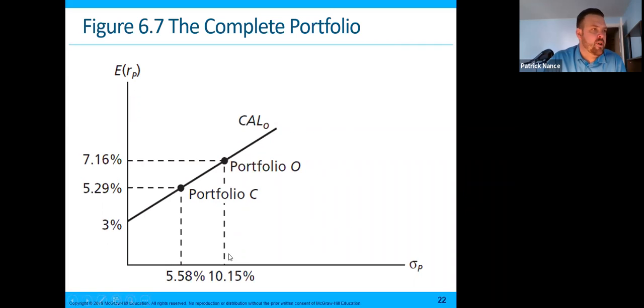So we have portfolio O, and then we have portfolio C. Portfolio C would be still along the line. It would be less risky, but it would also have less expected return. So really, we can invest technically in any portfolio on this line and be safe. The lower the standard deviation, the less the risk, and usually the lower the return. The higher the standard deviation, the higher the risk, and the higher the return.